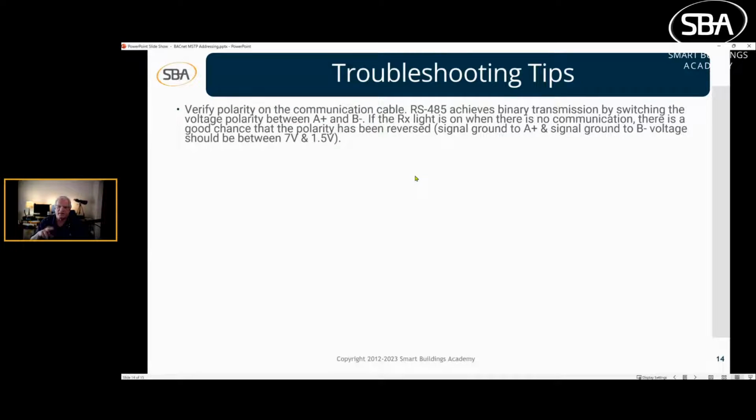RS-485 achieves binary transmission by switching the voltage polarity between the transmit and receive side. And I'll show you that in just a moment. If the receive light is on when there's no communication, there's a good chance that the polarity has been reversed. I've seen this a bunch. I've seen polarity get reversed. I've seen somebody come along and add a new one and not really understand BACnet.